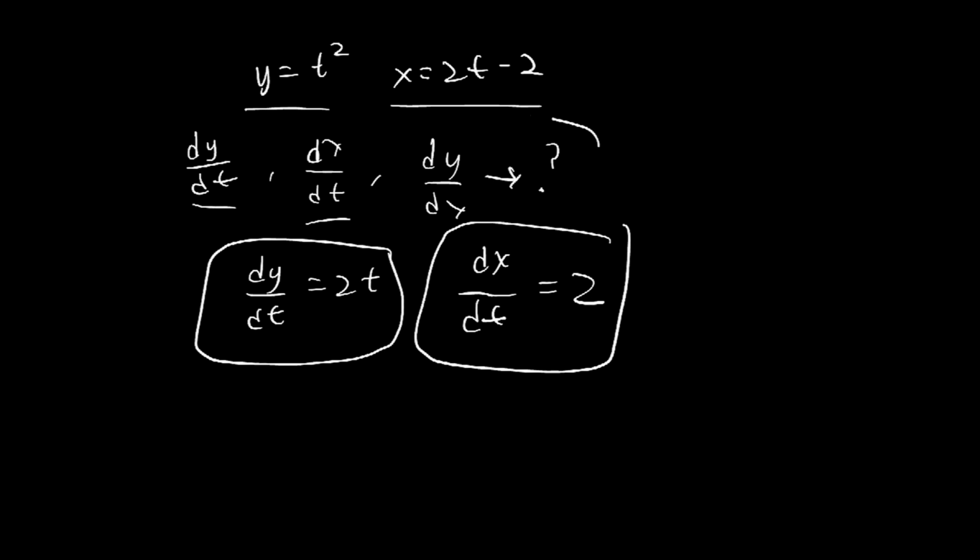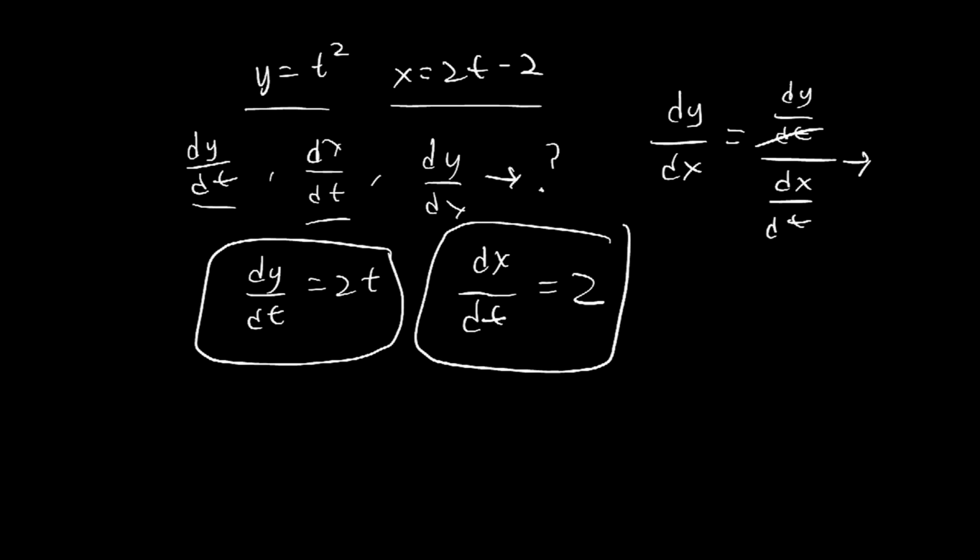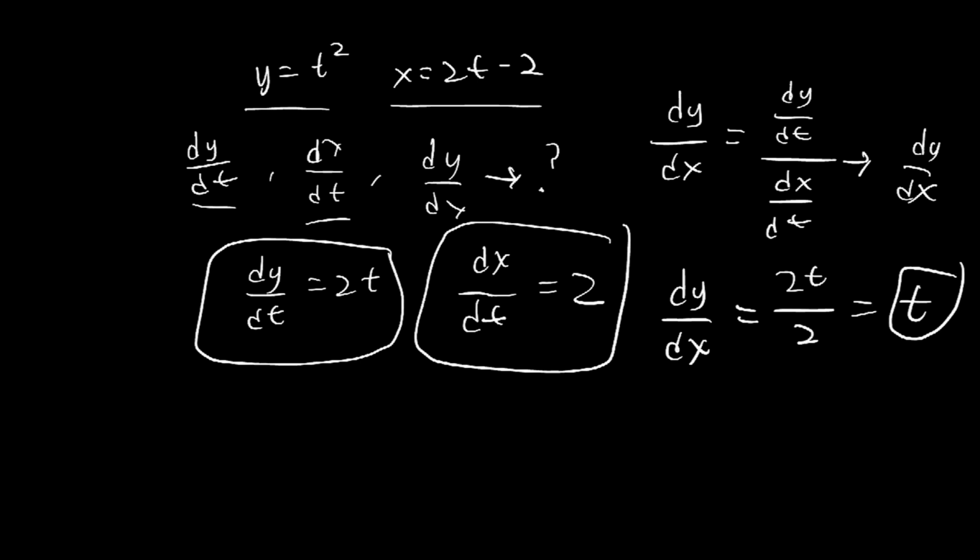Now, how will we get dy/dx? Well, notice that we can write dy/dx equal to dy/dt over dx/dt, because if you actually finish this out, the dt's will cancel out to give dy/dx. So dy/dx in this problem is the derivative of y with respect to t, which is 2t, divided by the derivative of x with respect to t, which is 2, and dy/dx is t. Okay? So this is our final answer.